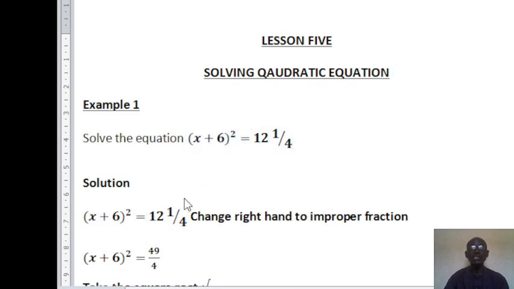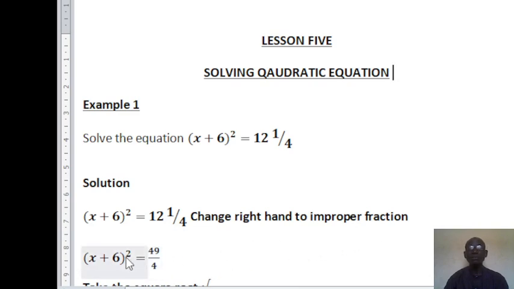Now, the solution to this: in the first place, what we need to do is to change our right hand side, you can see my cursor, to an improper fraction. How? By using the denominator, this 4, to multiply the whole number. 4 multiplied by 12, you have 48. 48 plus this one on top, your numerator, you have 49 all over 4.